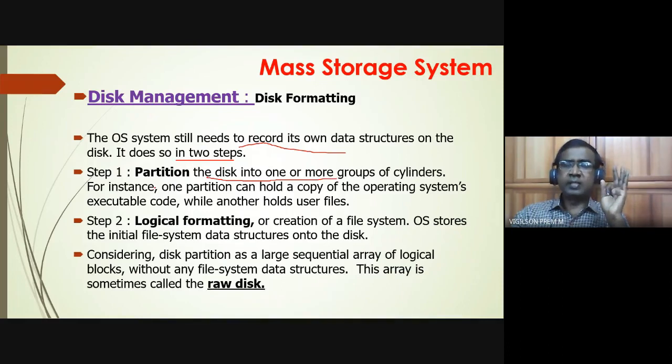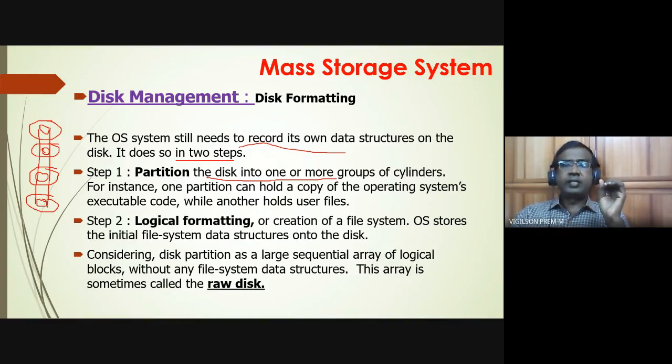I think in the last class, in the diagram of the hard disk, I showed what a cylinder is. This is the first platter, this is the second platter, this is the third platter. Like that, we have so many platters. Here, for example, this is track number 5. So for each platter I have track number 5. This track number 5 of all the platters is referred to as a cylinder.